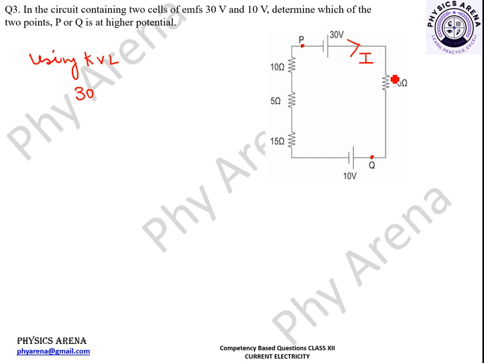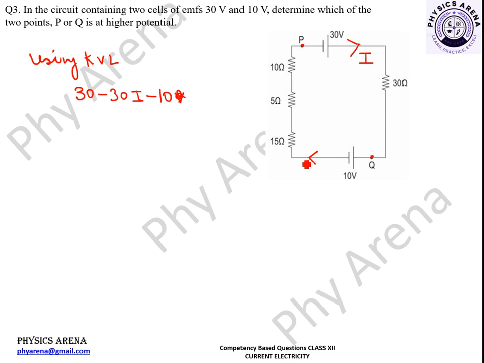We are moving in the direction of the current, and the voltage drop in the resistor will be negative when we are moving in the direction of the current. So it will be minus 30I. And when we have reached this battery, we are entering from the positive terminal. So we have to take this voltage as negative, minus 10.